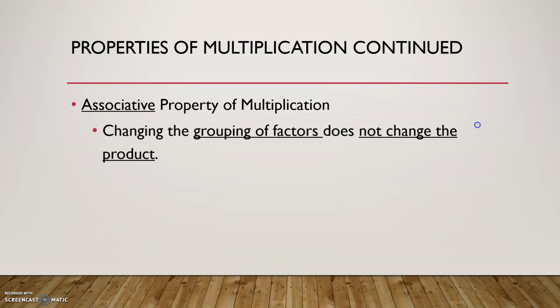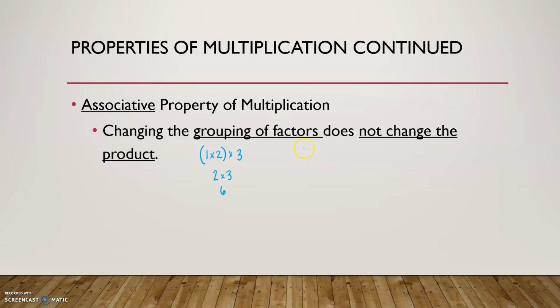Not too bad. The final one is associative property. And again, we looked at the associative property yesterday. If we group the first 2 things that we're multiplying together, we get 1 times 2 is 2, and 2 times 3 is 6.